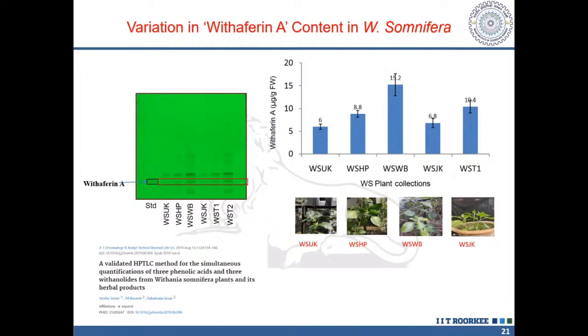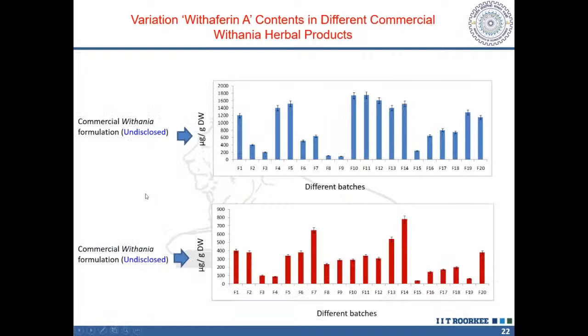Then what next? We took 2 commercial products manufactured by 2 reputed companies, whose names are undisclosed, and we checked the vidaferrin content. These F1 to F20 are the batch numbers, and in each and every batch you can see a huge variation of vidaferrin A content. This is not because the companies lack a perfect R&D for quality assurance; we suppose the variation comes from the variation in the starting raw material. The plant leaves or roots have different amounts of vidaferrin, and that is carried forward when they make the plant extract. So that was a very encouraging result for us to move forward.